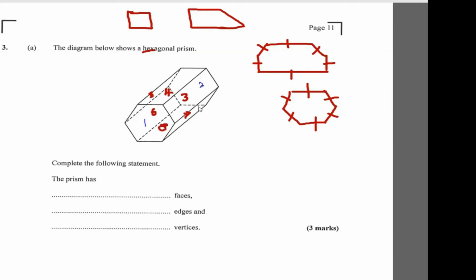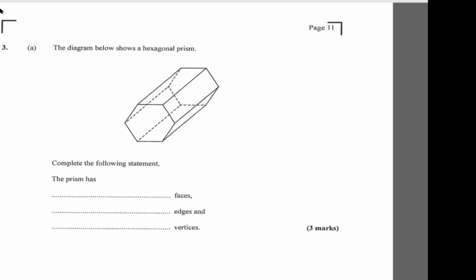How do I know that? It has 6 faces going around because it's a hexagon, and then 1 and 2 faces. All right, 1 at the front here and 1 at the back here. So the hexagonal prism has 8 faces. Cool, cool. It has 8 faces.